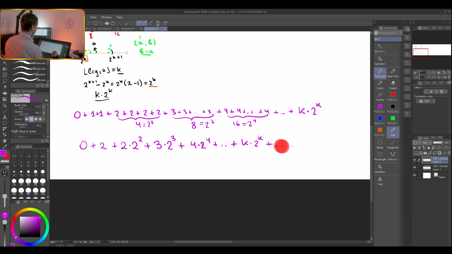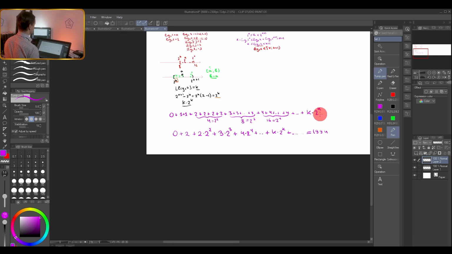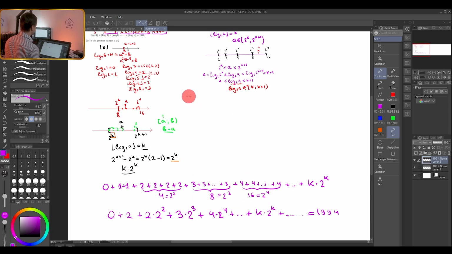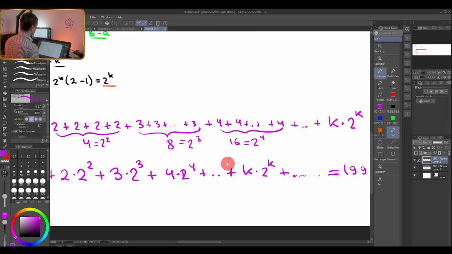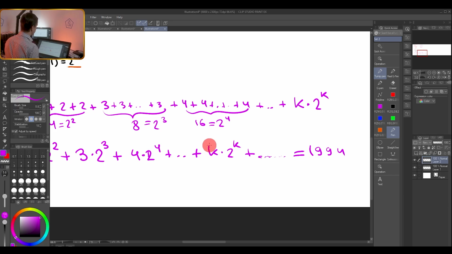I will explain what I mean here, and it should be 1994, as I understand. So this sum is 1994. And what other numbers can be here? Well, this contribution comes when we already completely covered the interval with one end 2 to the power of k and the other end 2 to the power of k plus 1. So this interval is completely covered.